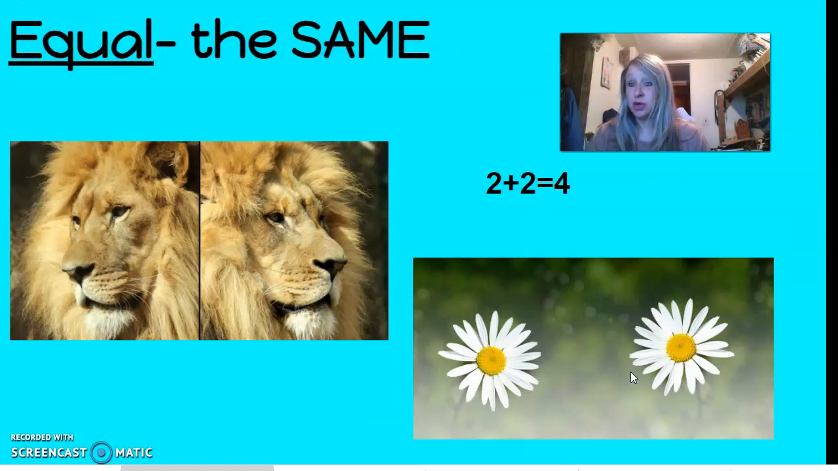Which brings us to the word equal. Say equal. Equal means the same. The same means both of them are the same. Each flower, each lion. Look, 2 plus 2, that is the same as 4.